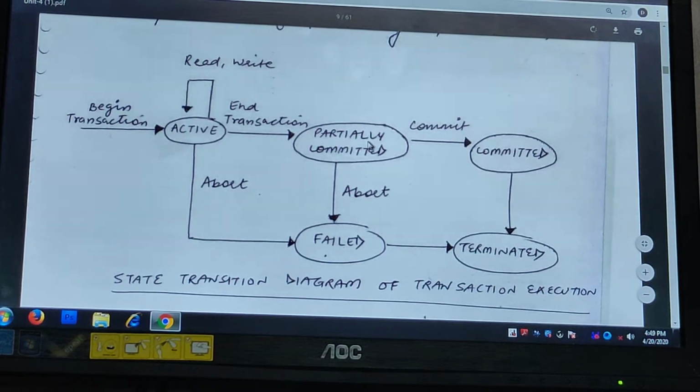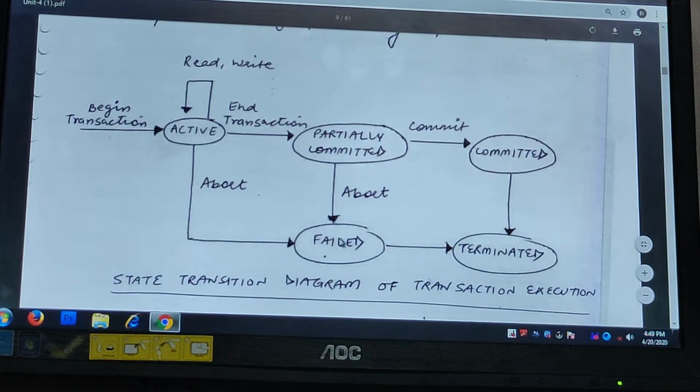Due to some reasons, here also it can be aborted. But if after entering the partially committed state we commit our transaction, then it enters the committed state, from where it enters the terminated state.